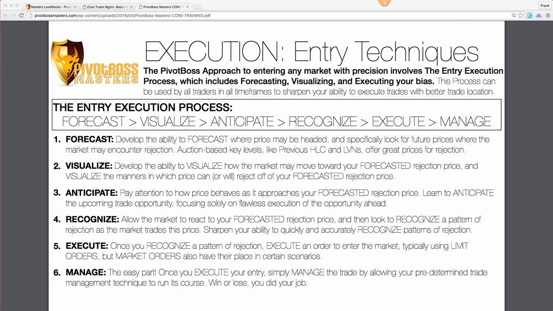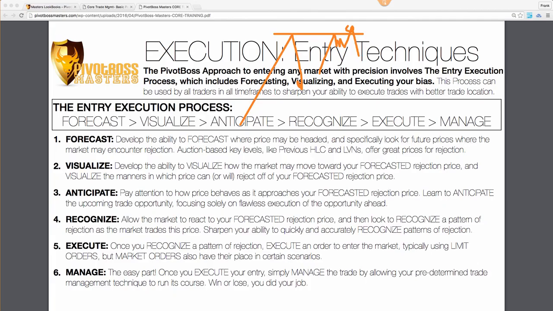And then you start to visualize. Now you have to develop the ability to visualize how the market may move toward your forecasted rejection price, and visualize the manners in which price can or will reject off it. So that's what I said before. Once you make a forecast and you say, hey, I think price is going to rally to this level, that's where I want to look for a sell opportunity. Now you start visualizing: if price rallies into that level, how's it going to look if it sells off? Is it going to rally into it like this and immediately reject? Or is it going to rally and hold and then try to pop above and then fail up here and reject? How is it going to happen?